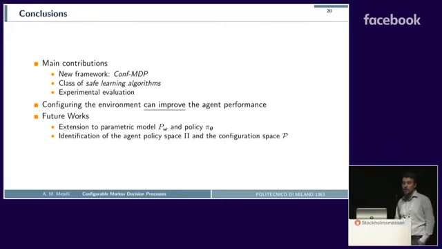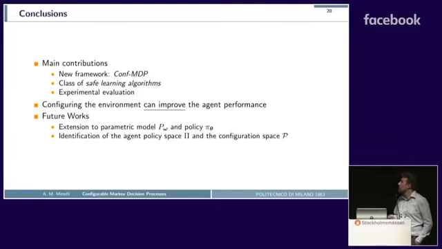To conclude, we presented a novel framework to model environment configurability, so the possibility to alter some environmental parameters. On top of this framework, we provided a class of safe learning algorithms which are able to exploit the interconnection between the policy and the model. And finally, an experimental evaluation, although preliminary, to show the benefits of environment configuration. The take-home message of this work is that configuring the environment can be very beneficial for the agent performance. Indeed, by a suitably chosen configuration, we are able to achieve performances which are impossible in the original environment. We believe there is a lot of work to do in this field.